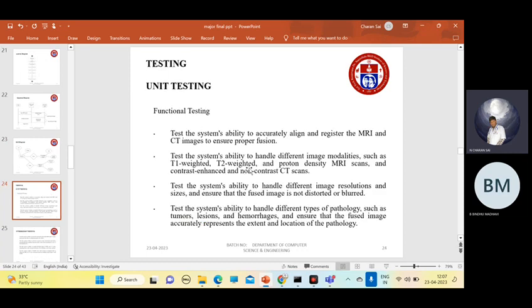And there are 5 types of testing: unit testing, functional testing, white box testing, black box testing. In unit testing, we test the system's ability to accurately align and recreate the MRI image and CT image to ensure proper fusion. We test the system's ability to handle different image resolution and sizes.